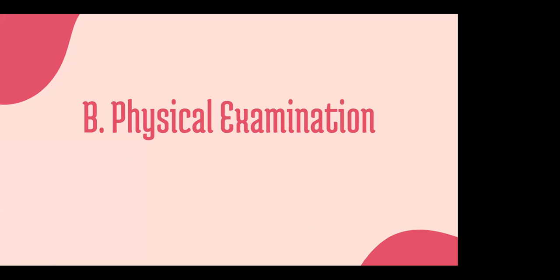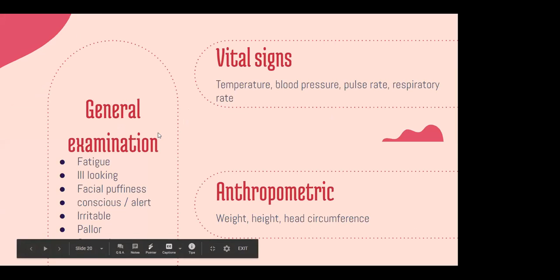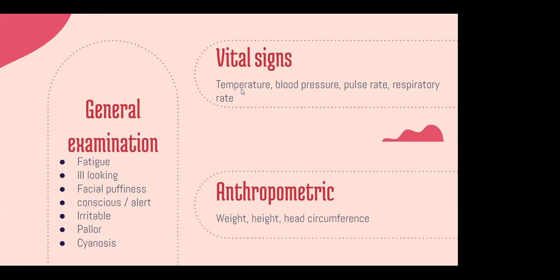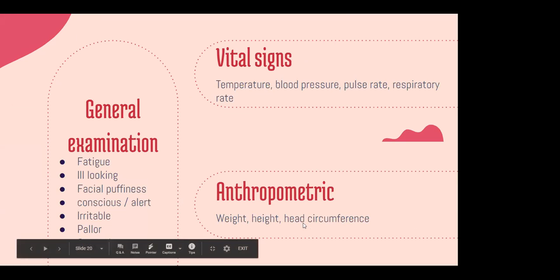So for the physical examination, first we must check the vital signs. We take the temperature, blood pressure, pulse rate, and respiratory rate. For the general examination, we look for fatigue, ill-looking appearance, facial puffiness, whether the patient is conscious or irritable, or has failure or cyanosis. For anthropometry, we can measure weight, height, and head circumference.